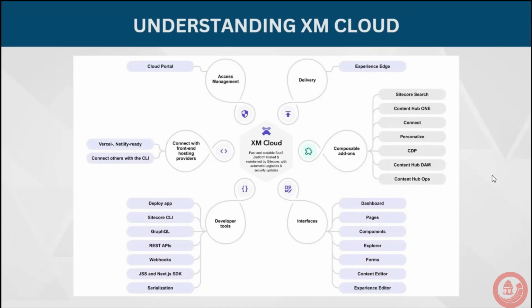So let's go one by one. The deploy app, it will help you deploy your code, the build and deployment services. The GraphQL, it will be used to render data from Experience Edge. The REST APIs and the webhooks, in case you want to do any customizations or any custom actions in case of any event call. And then it comes with the JS and the Next.js SDK, the starter packs. It will help you set up your projects very easily.